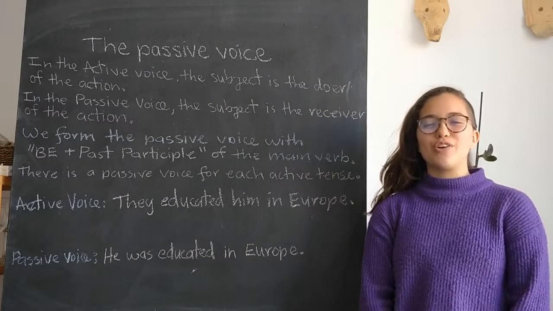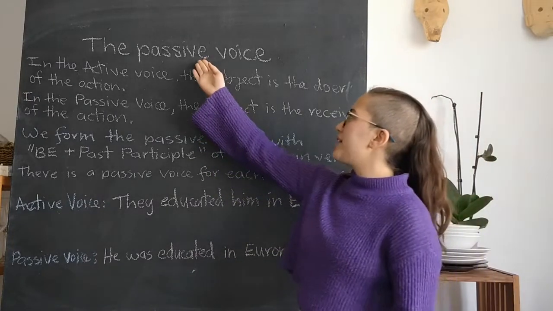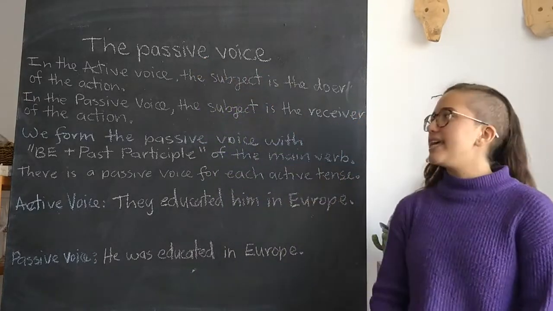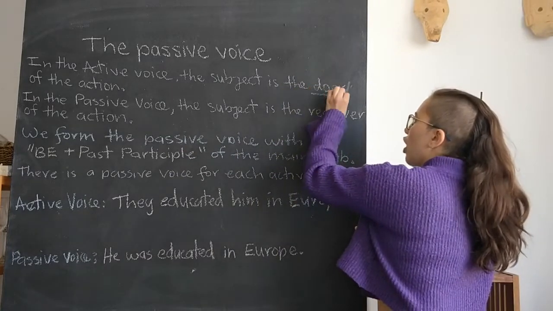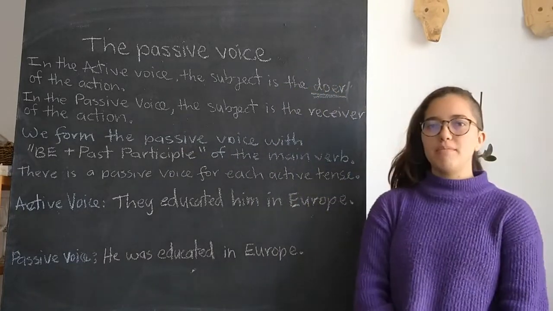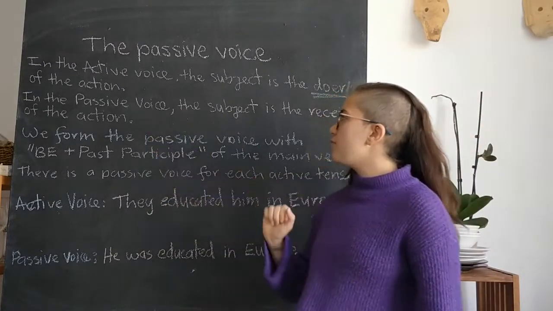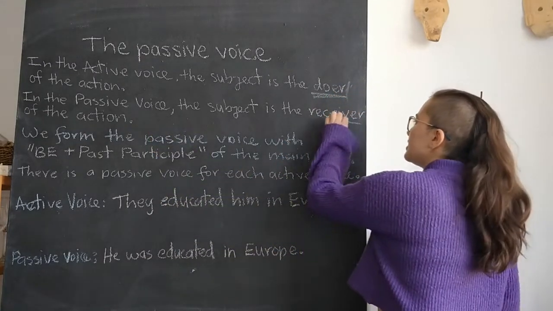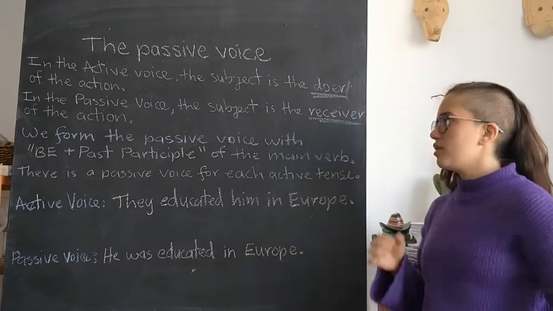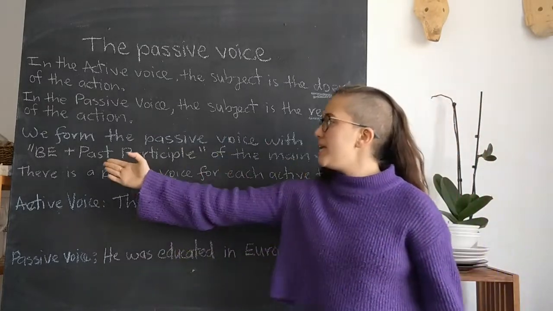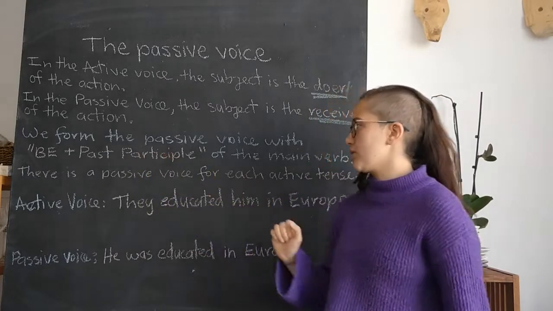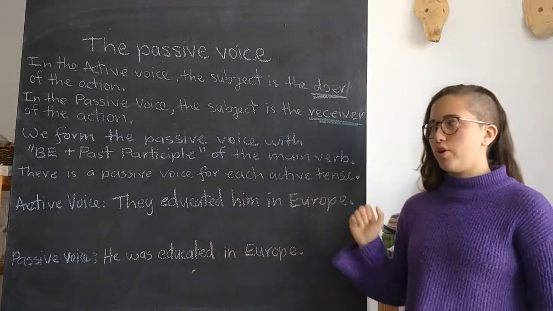Today we're going to learn how to use the passive voice. First, in the active voice, the subject is the doer of the action, okay? Whereas in the passive voice, the subject is the receiver of the action. So we form the passive voice with be plus past participle of the main verb.